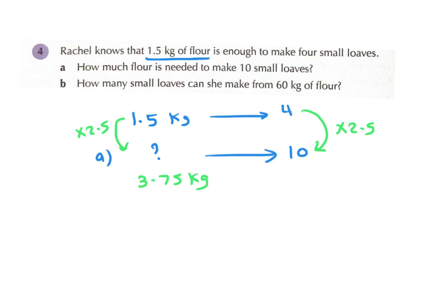Or by the previous way. Multiply by 2.5. So why do we multiply by 2.5? Because 4 becomes 10. So 10 divided by 4 equals 2.5. To find 4 times what equal 10, we divide 10 by 4. 2.5. So 4 multiplied by 2.5. Then you have to multiply 1.5 by 2.5. Or you can use the cross multiply method: multiply 1.5 times 10, divide by 4.